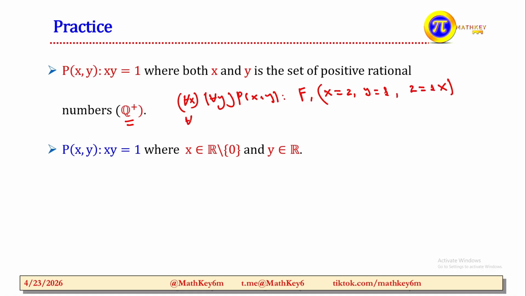We can take for all x, there exists y, such that p of x y satisfies this property. What does it apply? For every x, we can take any x, then is it true or false? That is true. Why? For every x, y equals 1 over x. Yes or no? Yes. You can take any x, then we can find y as 1 over x.